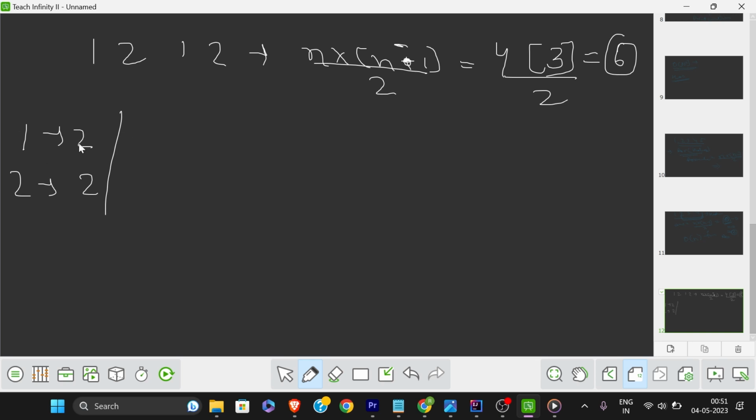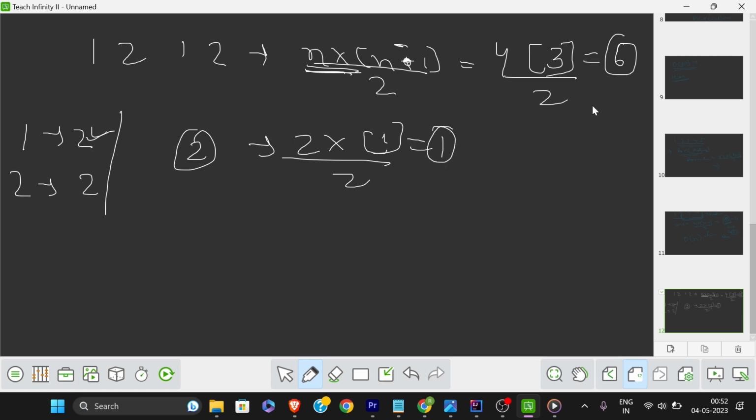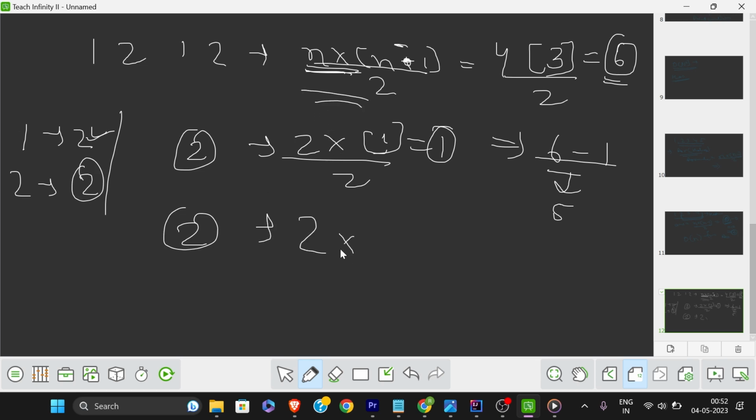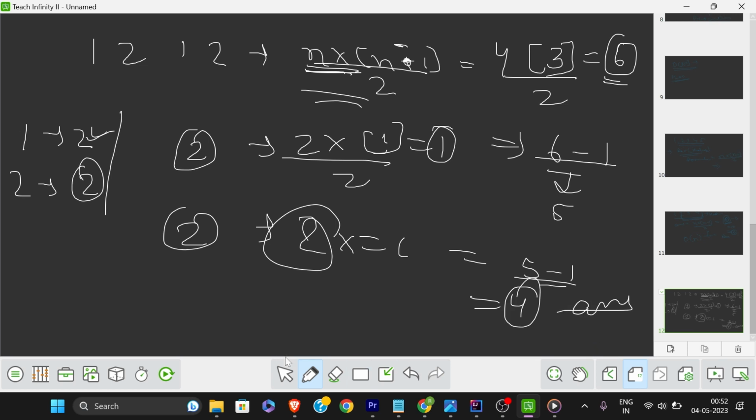I will iterate over the hash map, and every time I will use this formula and subtract from our final result. For the first iteration I will use this formula: 2 into 2 minus 1, 1, divided by 2 is equal to 1, and I will subtract 1 from the 6, and the 6 becomes 5. After the second time I will get again 1, and I will subtract 1 from our answer. I will get 4, and 4 is our answer.